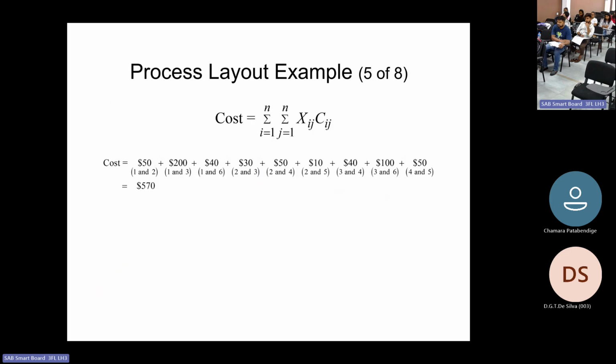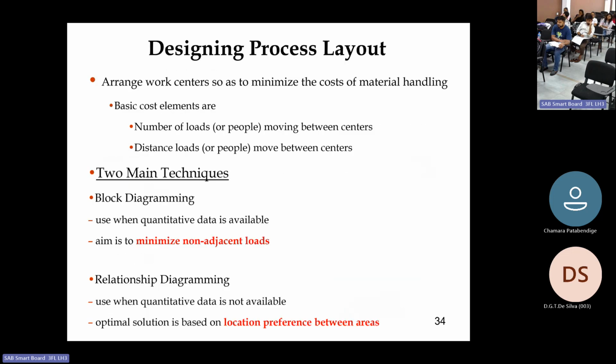Now, this is possible when we have data between departments, and of course the transportation cost, the movement. Assume that a new factory is planned, and we don't have the number of previous transactions. In such situations, we cannot use this block diagram approach. Instead, we might use the second one, which we call relationship diagramming, which is a little different.